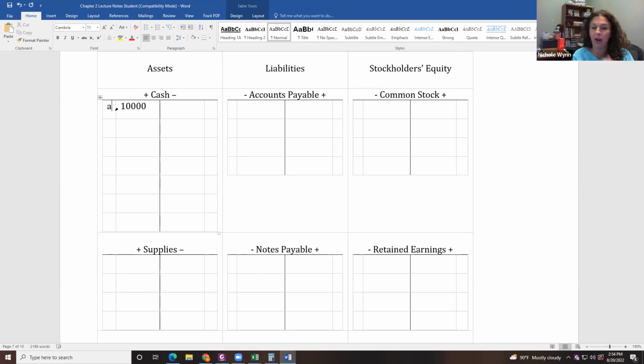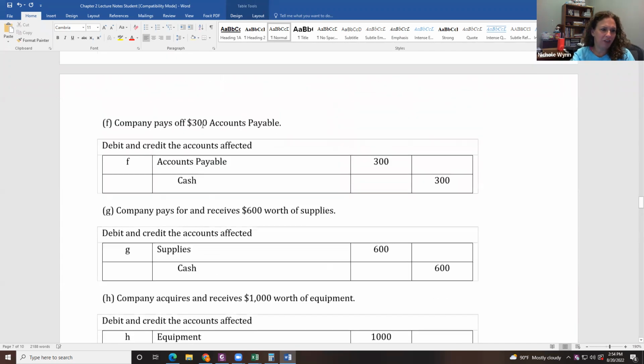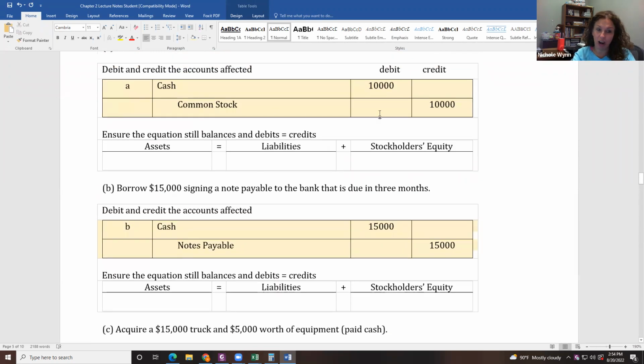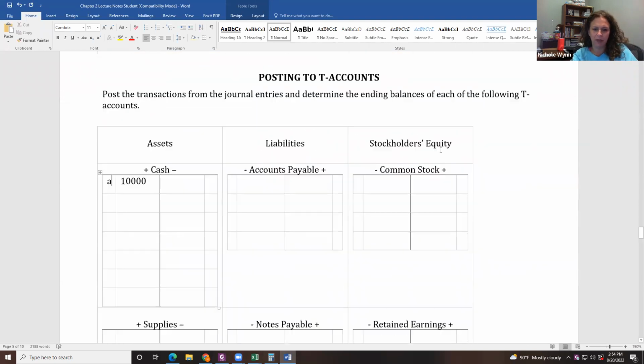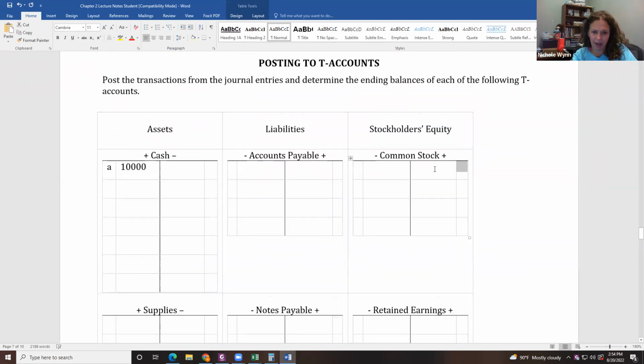Posting is a tedious process because you've got to move each transaction. But it also helps you find all the balances, and you've got to keep yourself organized while you do it. The other side of transaction A was crediting common stock. So I'm going to go to common stock, and I'm going to put a number on the credit side.